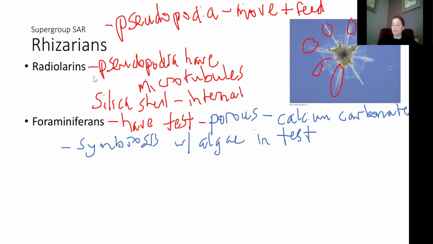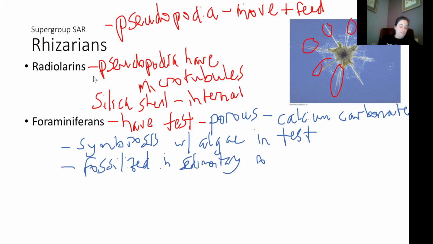Some of them are pretty large. They can be several centimeters, and I'll show you a picture of that in a minute. And a lot of these are fossilized in sedimentary rock, so they can be found all throughout the world on land, fossilized in sedimentary rock.